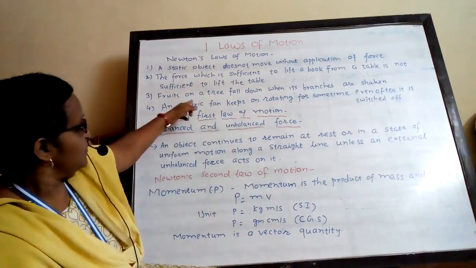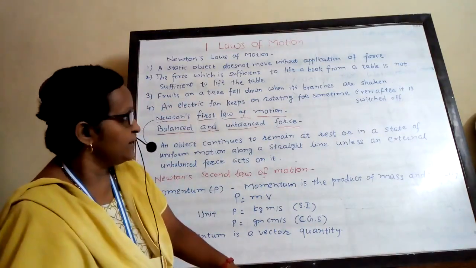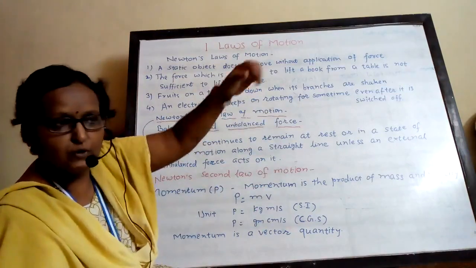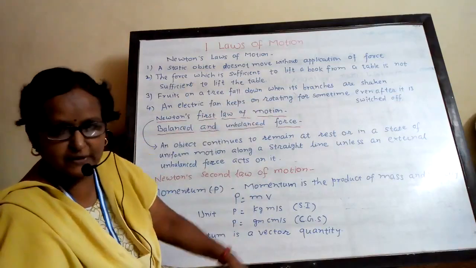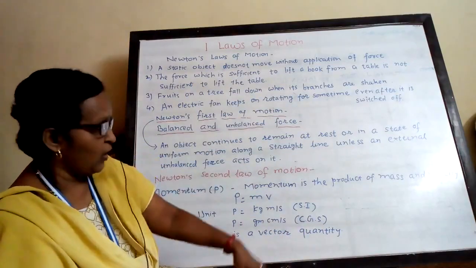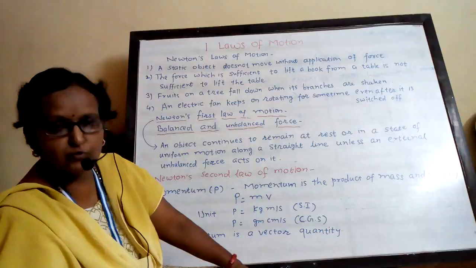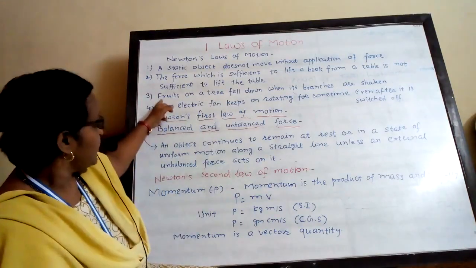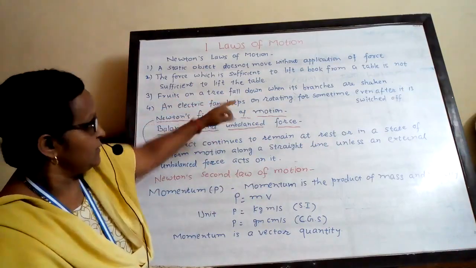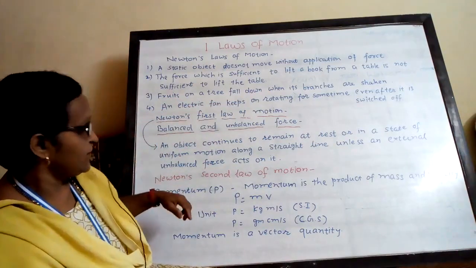Third example, fruits on a tree fall down when its branches are shaken. That we know. To have the fruits fall, we shake the branches of the tree and the fruits will fall off. Especially in the days of mangoes or raw mangoes, how will you make them fall? Then fruits on a tree fall down when its branches are shaken.